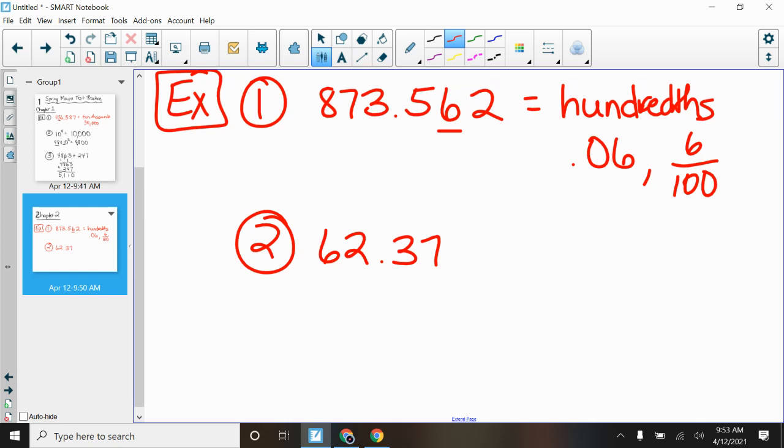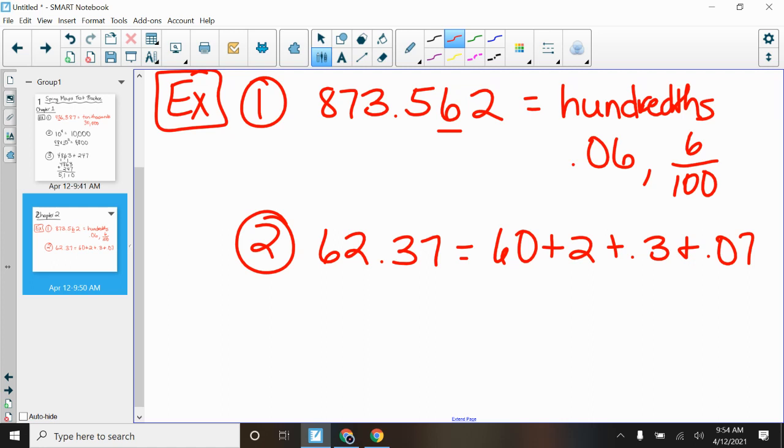So that means you have to give the value of every single digit, and you're going to add the values together. Okay? So James, you want to do this for me? All right, so what would this look like in expanded form? 60 plus 2 plus 0.3, plus 0.07. Nice work, James.